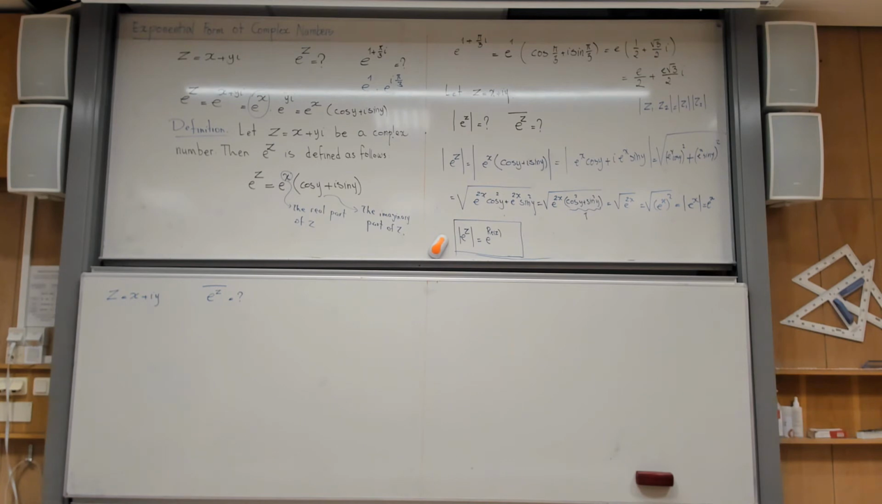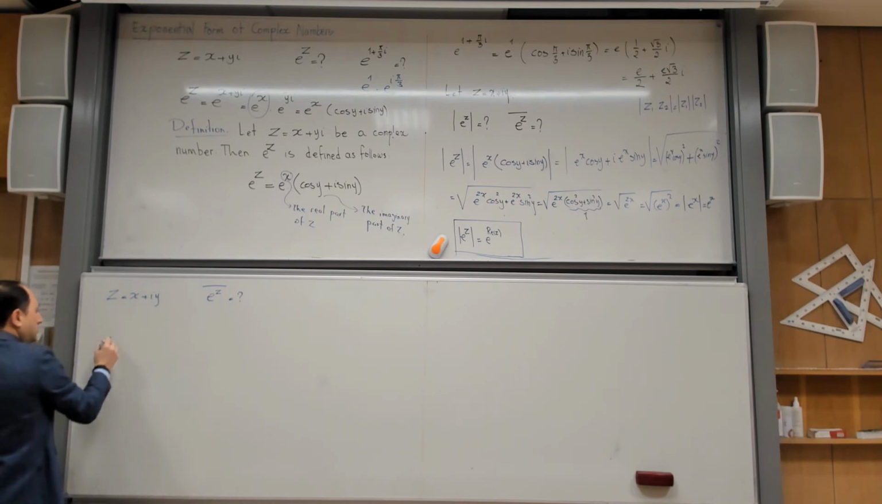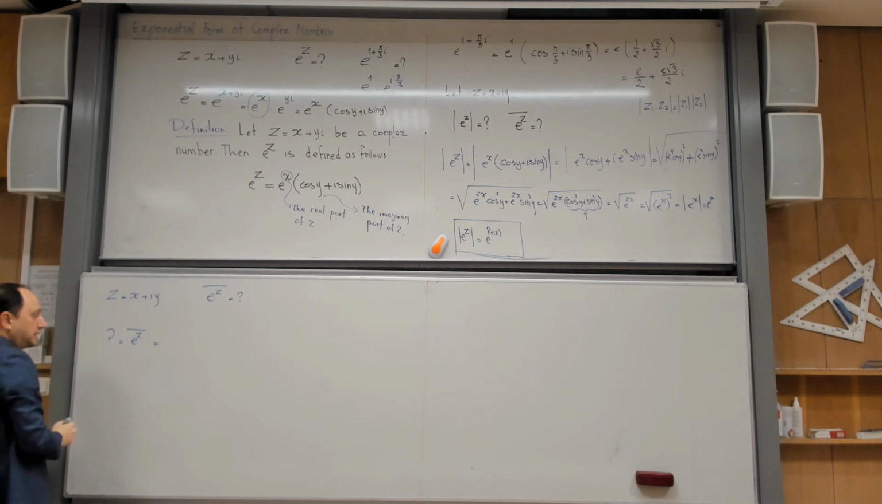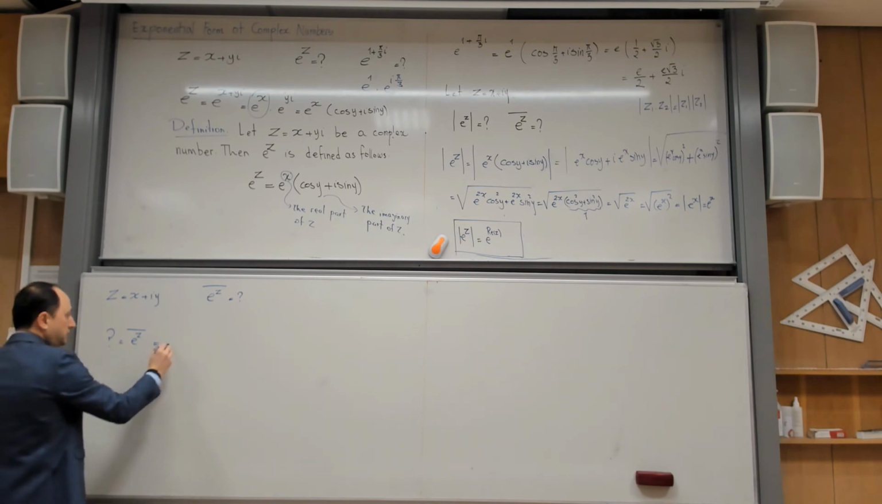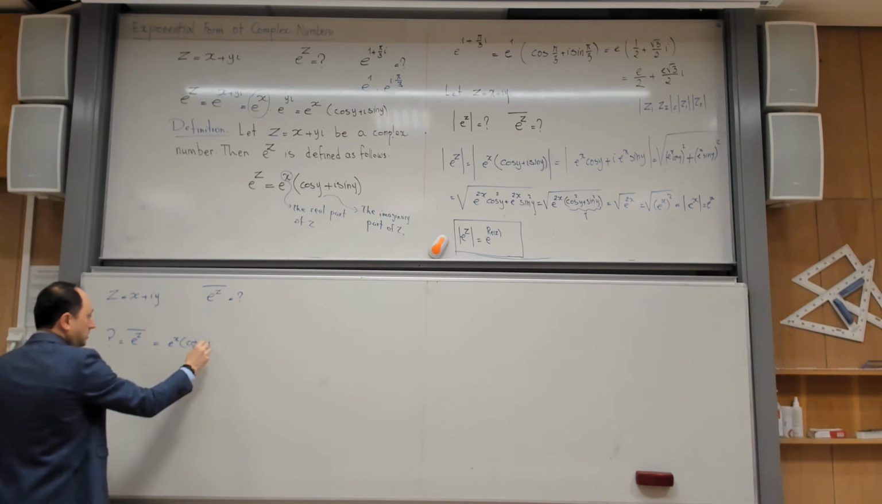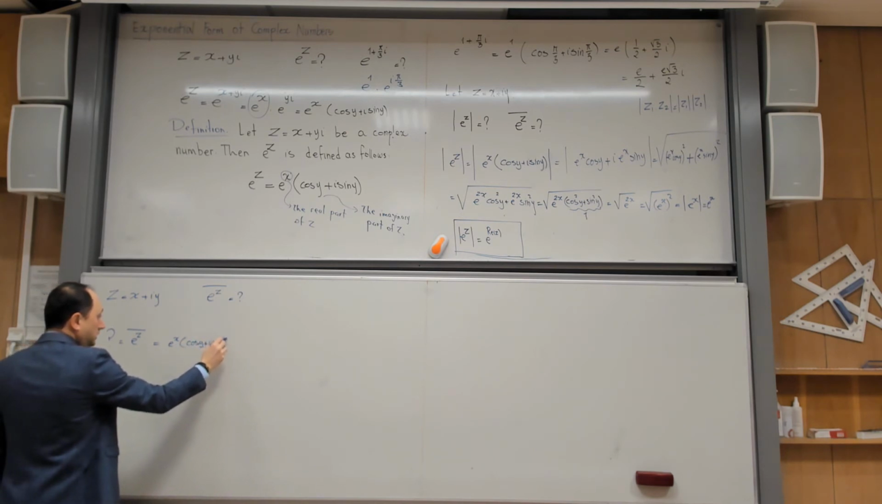Okay, so let us just do that. If I ask you what is e to power z, totally conjugated? Whenever you want to calculate the conjugate, you have to write the complex number in its standard form. So this means that this is e to power x (cosine y plus i sine y), totally conjugated.